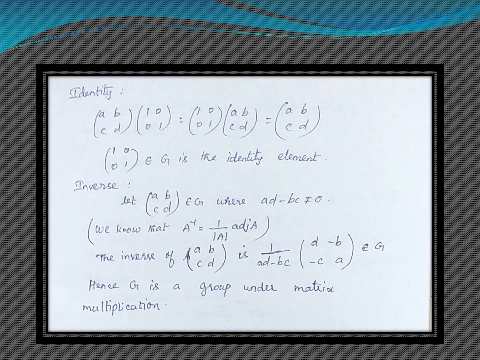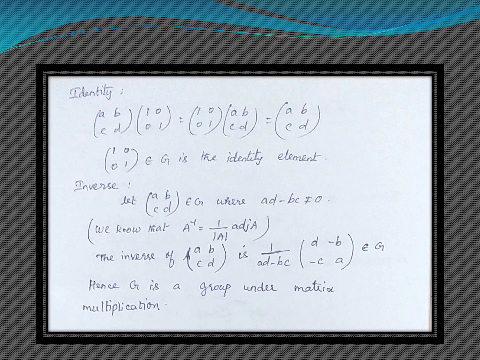Now using this formula, we can find the inverse of the matrix. That is, the given matrix is [A, B; C, D], whose inverse becomes 1 by the determinant AD minus BC, into adjoint of A. Adjoint of A becomes D, which is the cofactor of A. And then the second entry, minus B, is the cofactor of C. And then the third one, minus C, is the cofactor of B. Fourth one, A, is the cofactor of D.